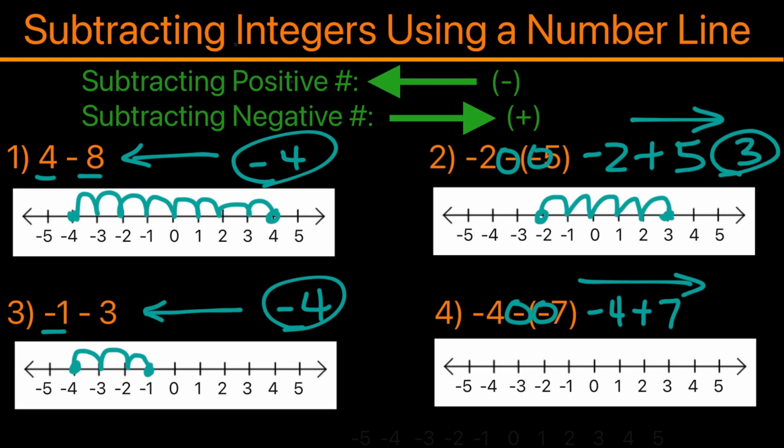So starting point is -4. We're going to go 7 spaces to the right. So that's 1, 2, 3, 4, 5, 6, 7. And our answer is 3.